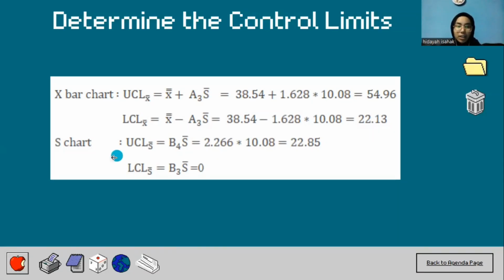For the S chart, the formula is UCL equals B4 times S bar. Based on the value from the chart given, B4 is 2.266 times 10.08, and we get 22.85. For the LCL, we get 0.